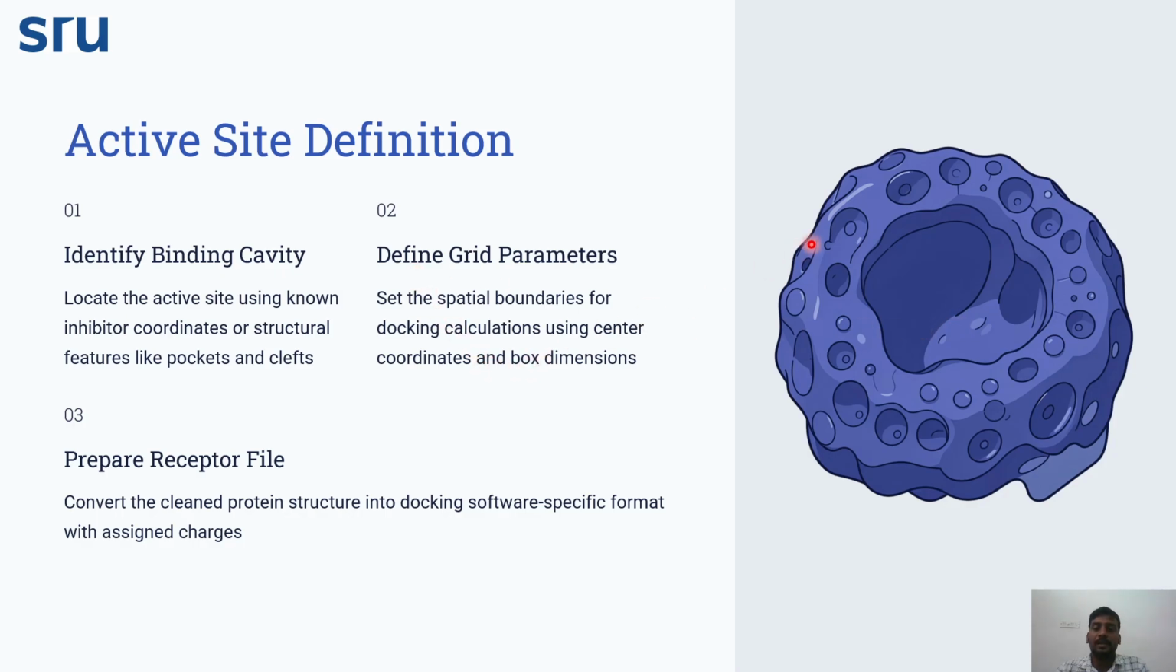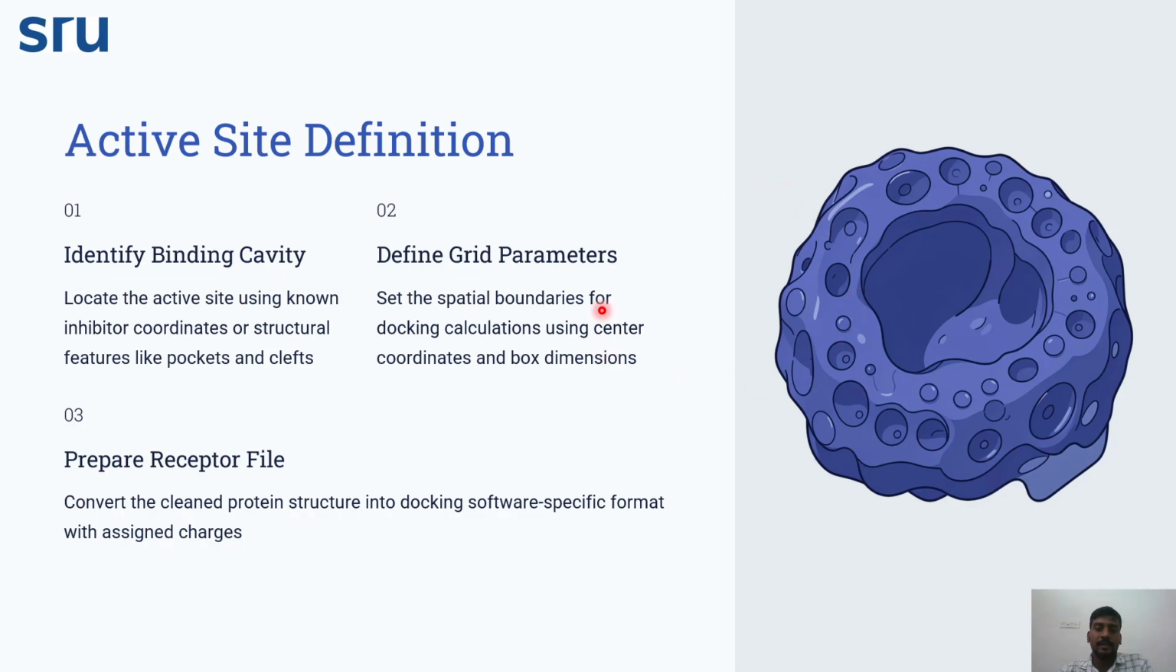Next, define the grid parameter. The grid is nothing but a box-shaped structure. Here you can see the cavity, but when it comes to the actual docking process, usually they create a cubic box. A cubic structure will be created inside the protein or around the particular amino acid to perform the affinity calculation. Inside the box only, whatever amino acids are present, your ligand will go and bind with those amino acids present inside the grid box.